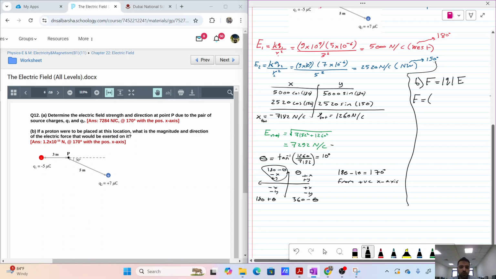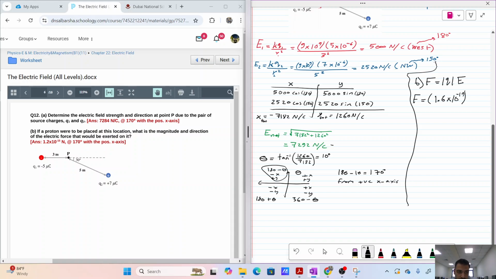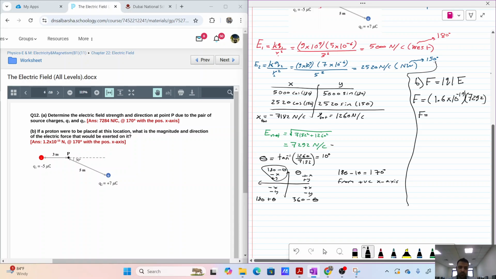So what is the charge of a proton? The charge of a proton is 1.6 times 10 power minus 19. And we multiply it by the electric field, which is given as 7,292, which will give us that the force is approximately 1.15. I'll round it up to 1.2 times 10 power minus 15 newtons. However, what is the direction of the force? Keep this in mind.